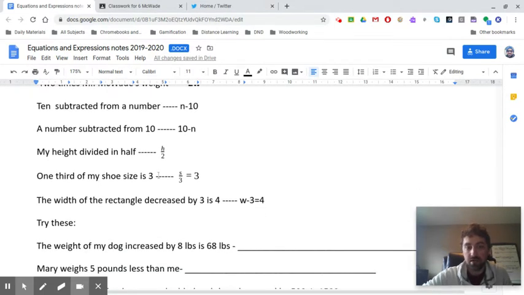1/3 of my shoe size is 3. So now we have that word is. So we know we have our equal sign in here. So 1/3 of my shoe size, so my shoe size, S, divided by 3, is equal to 3. The width of the rectangle decreased by 3 is 4. So we have width decreased by 3 is 4. So remember, is that equal sign.